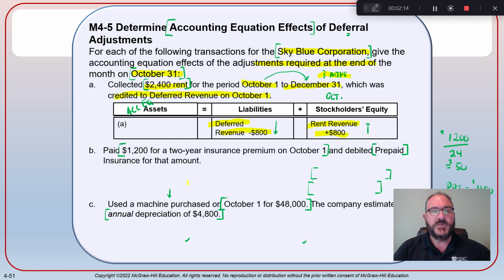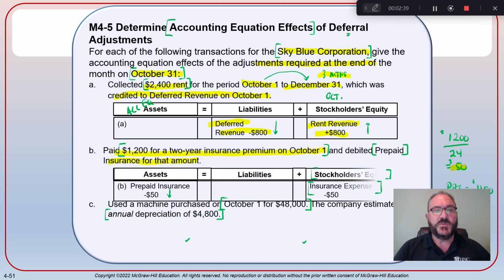Okay, how about this? We paid a 2-year insurance premium for $1,200, 2 years, and debited prepaid insurance on October 1st. So we got October 31st, that's 1 month out of 2 years. So we got $1,200 divided by 24 is $50, right? So now we have to recognize $50 of expense. So there you go. Lowering prepaid insurance by 50, and now we have insurance expense of 50.